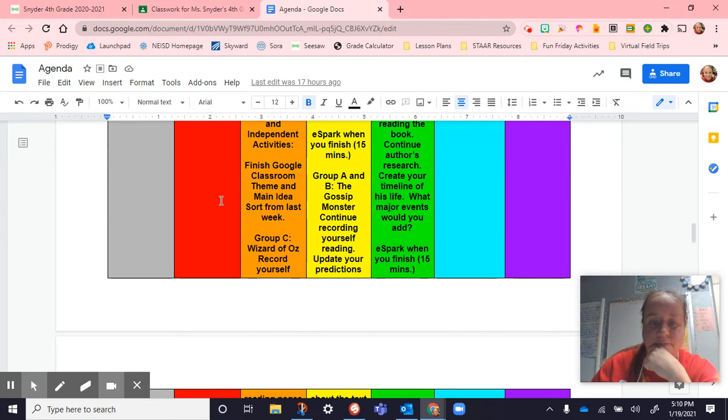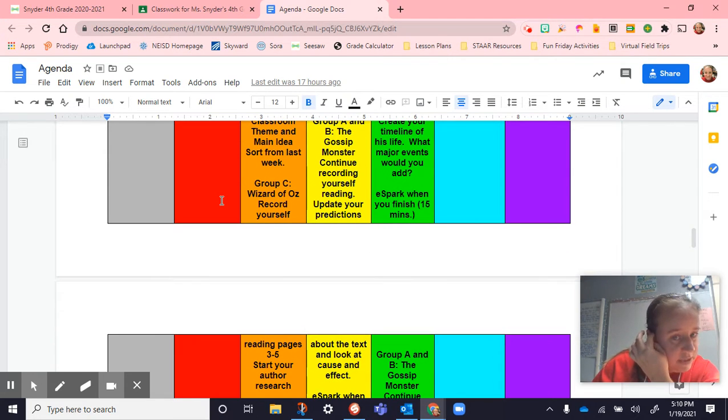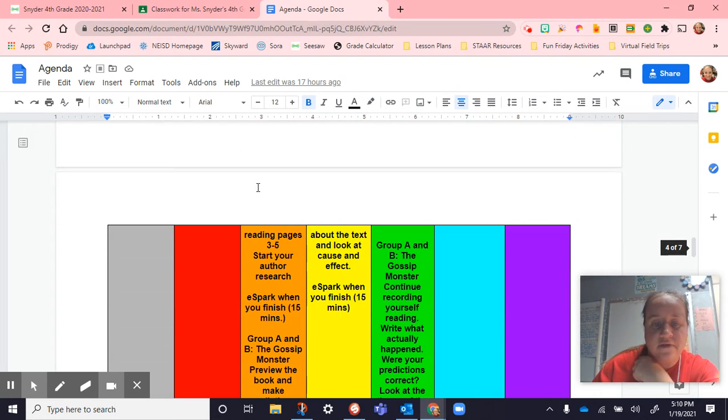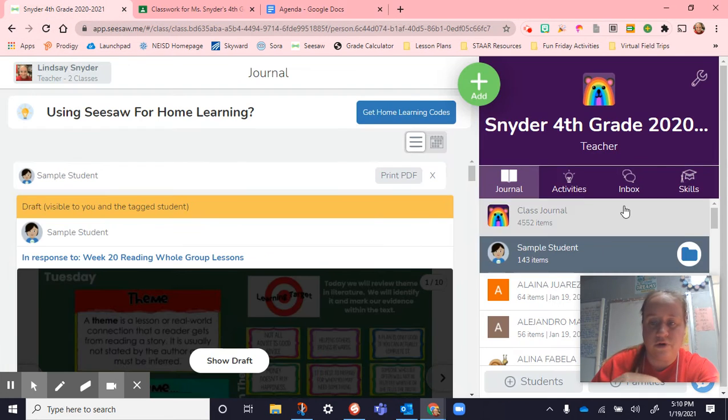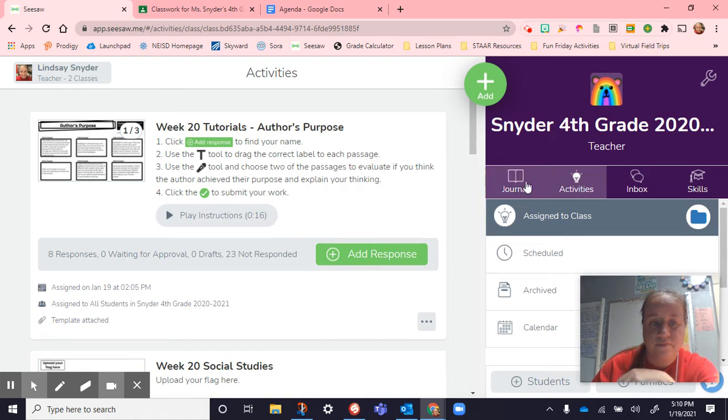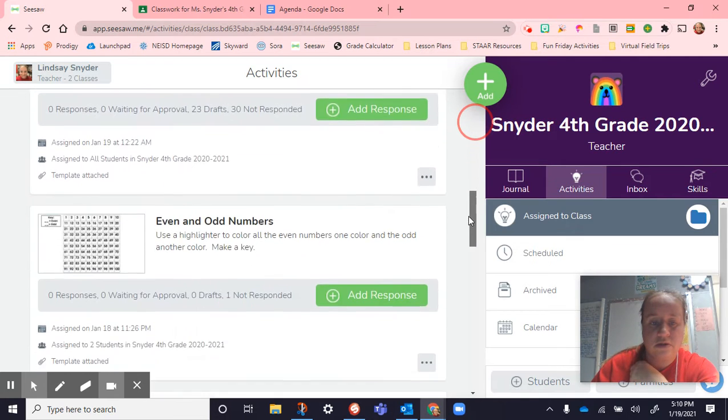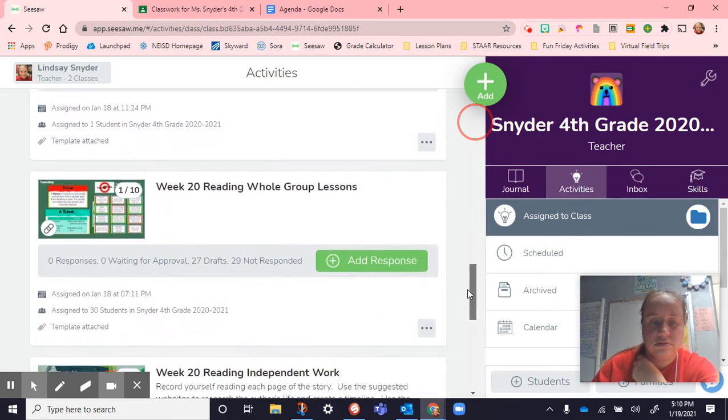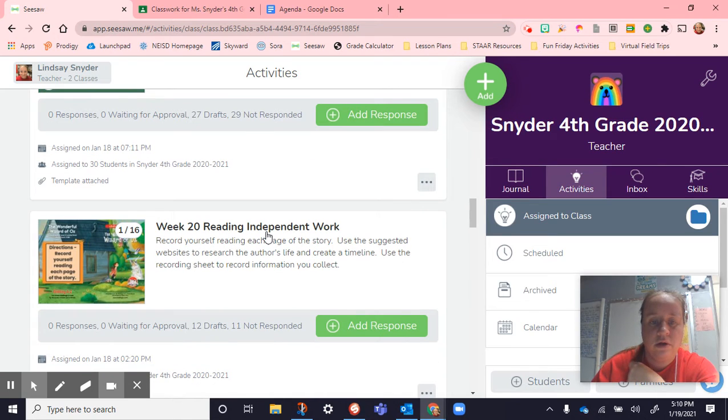And then group C this week is going to be reading The Wizard of Oz. They're going to be recording themselves reading their pages, and they're doing some author research. So if you are in group C, you're going to go down to here.